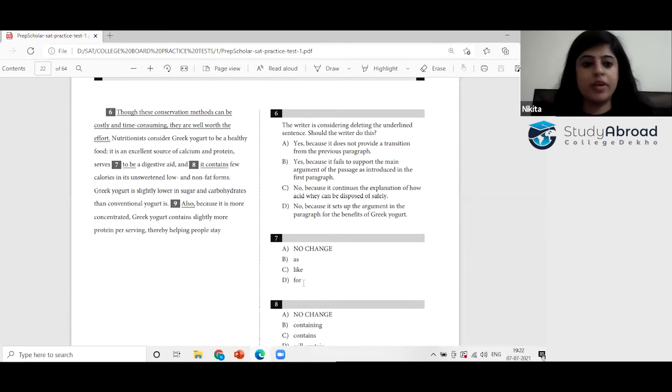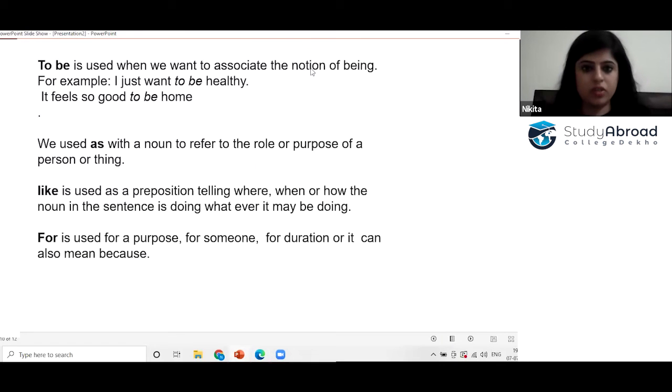I'm not supposed to read just the words, but I am supposed to read it in this manner. It serves to be a digestive aid. It serves as a digestive aid. It serves like a digestive aid, or it serves for a digestive aid. For this particular question, let's revise a few of the concepts.